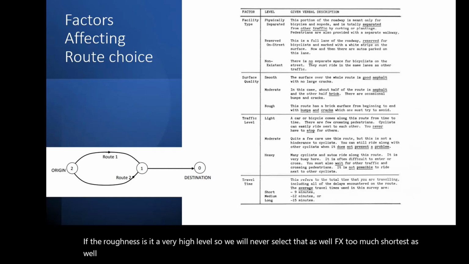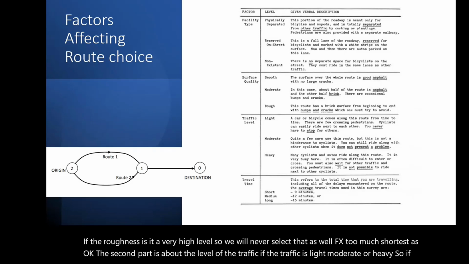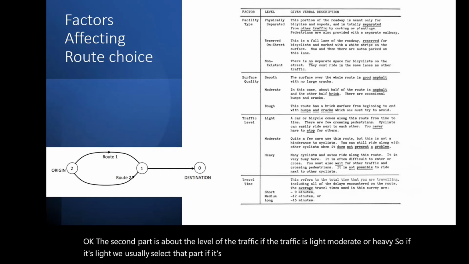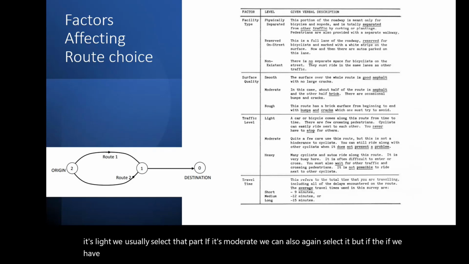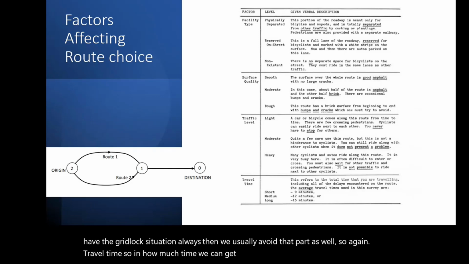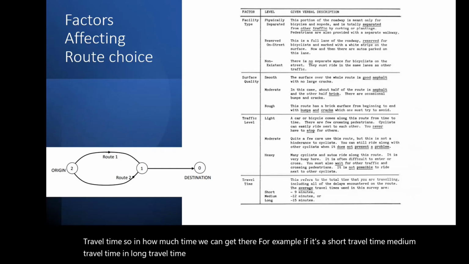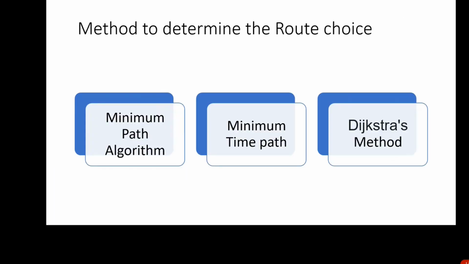The next part is about the level of traffic. If the traffic is light, moderate, or heavy: if it's light, we usually select that route. If it's moderate, we can again select it. But if there is a gridlock situation always, then we usually avoid that route. Then travel time, meaning how much time it takes to get there, whether short, medium, or long. Those are the factors which usually affect our route choice from any origin.